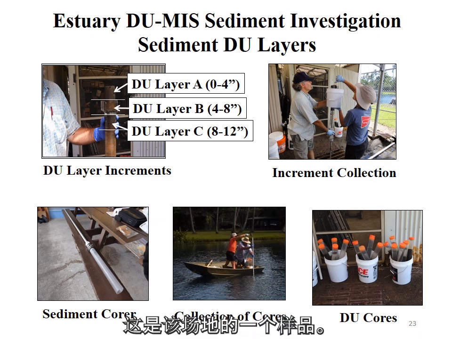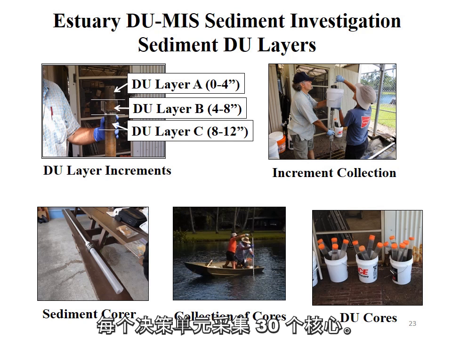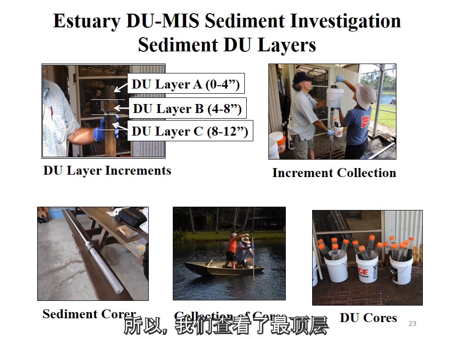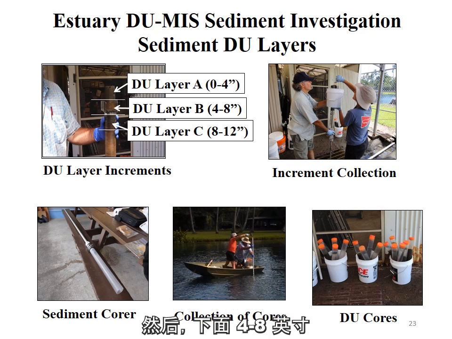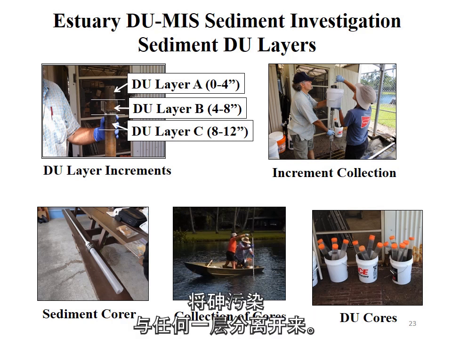So here's an example at this site. Again, we did multi-increment sampling. We'll look at that more later. Each one of the DUs collected 30 cores. So John split the site up into targeted sediment DU layers. So we were looking at the top layer in each one of these DUs, 0 to 4 inches, and then 4 to 8 inches below that, and then 8 to 12 inches below that. So ideally, we were hoping we'd be able to isolate any arsenic contamination in one of these layers.